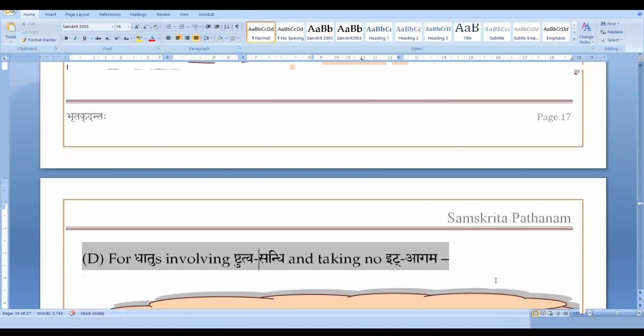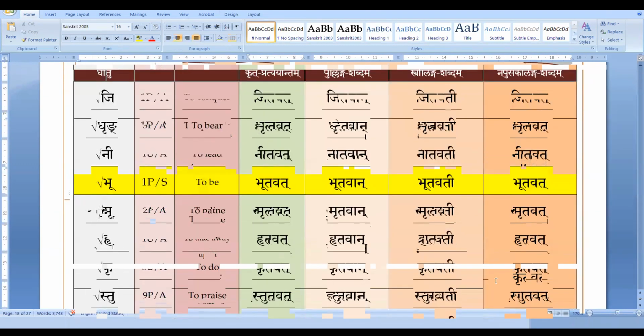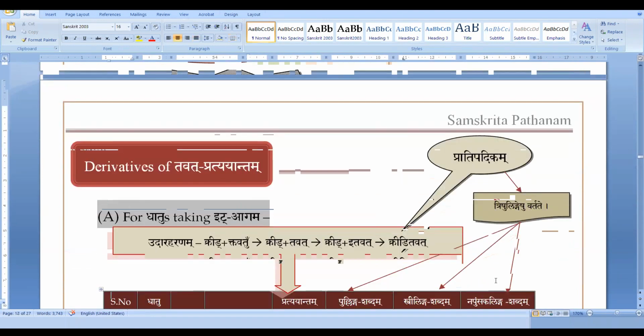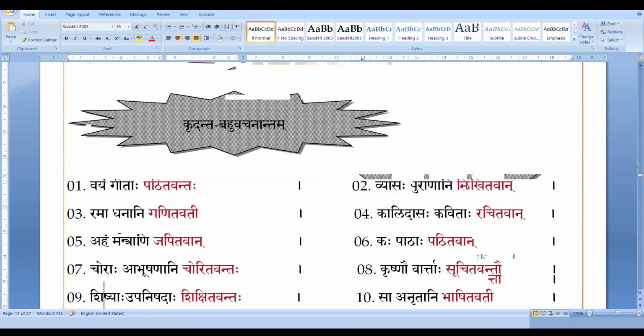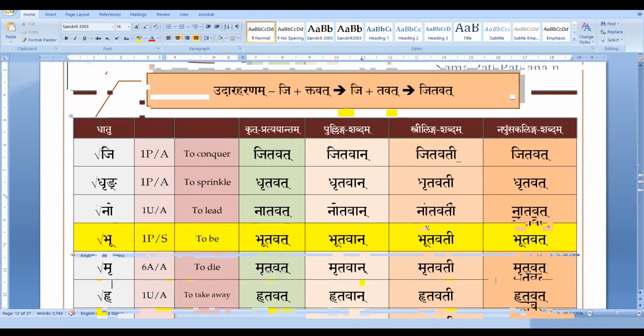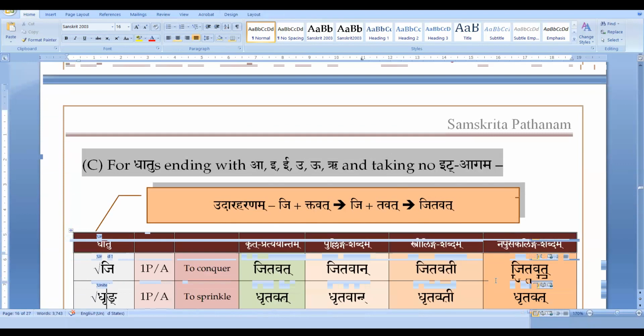So we have to do this number D for dhatus involving shtutva sandhi and no itagama. In the first category we saw dhatus taking itagama, the set dhatus. Number two, the B dhatus, which are anit dhatus. And third, in the last class we saw ajanta dhatus ending with vowels and taking no itagama.